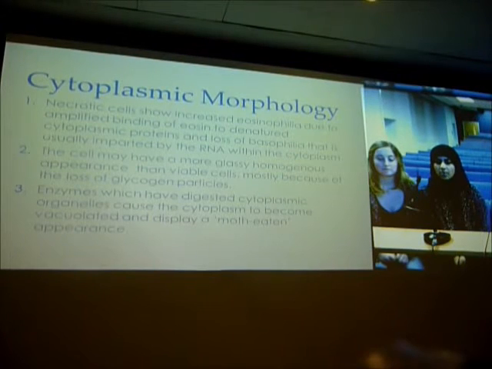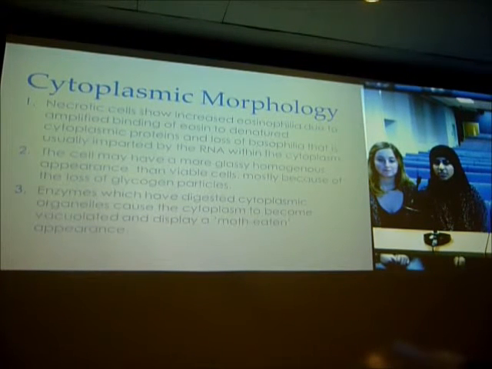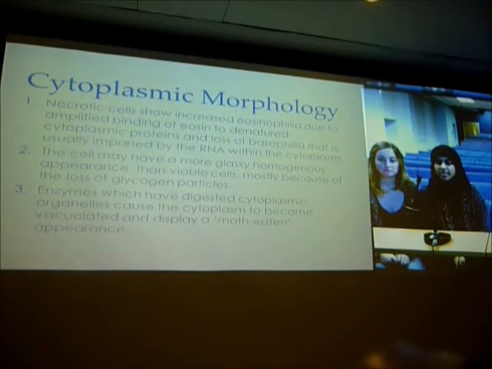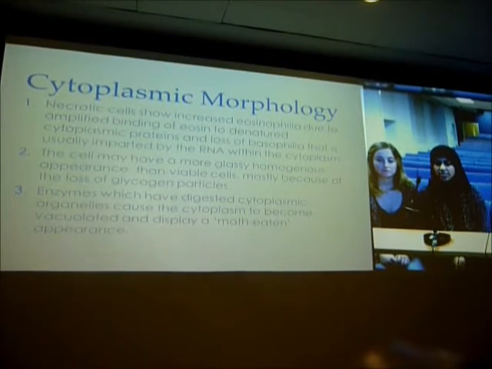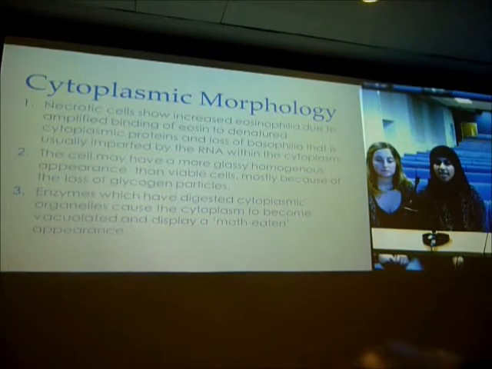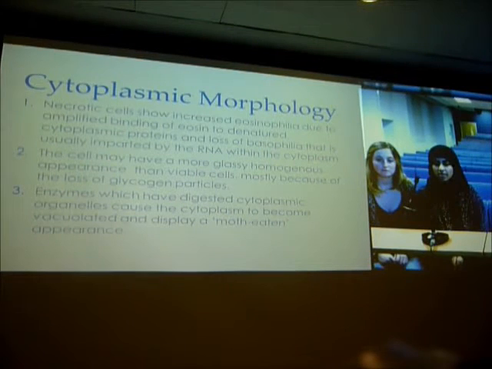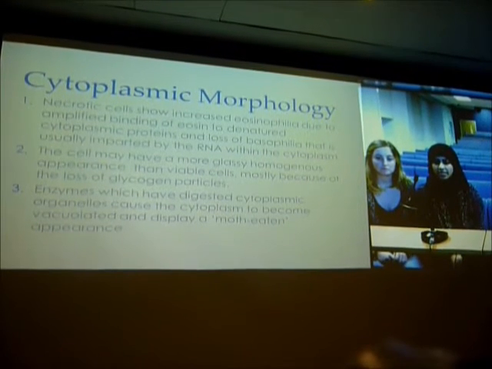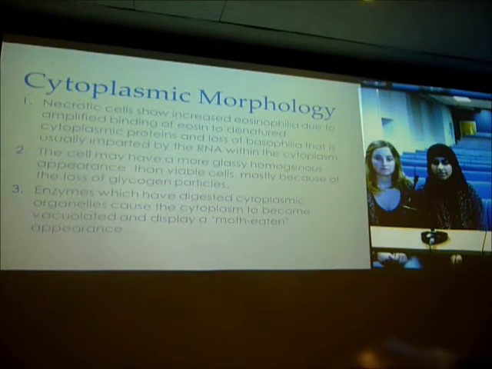Cytoplasmic changes also occur when necrotic cells show increased eosinophilia. The cells may have a more glassy, homogeneous appearance than viable cells. Enzymes with digestive cytoplasmic organelles cause the cytoplasm to become vacuolated and display a moth-eaten appearance.